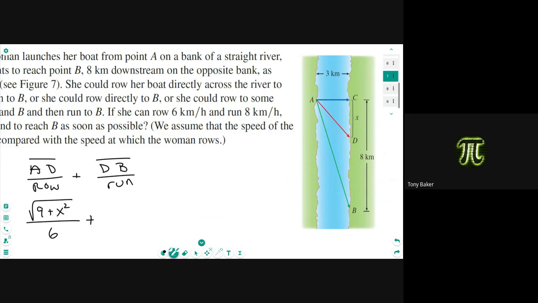Now, what's the length of DB? 8 minus x. Yeah, it's going to be whatever's left in here, right? And that's divided by 8. So that is going to equal time. Do we take the derivative or do we have to do anything special? Nope, we can do the derivative of this.